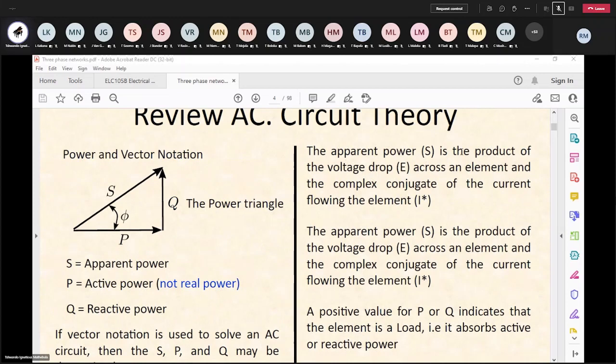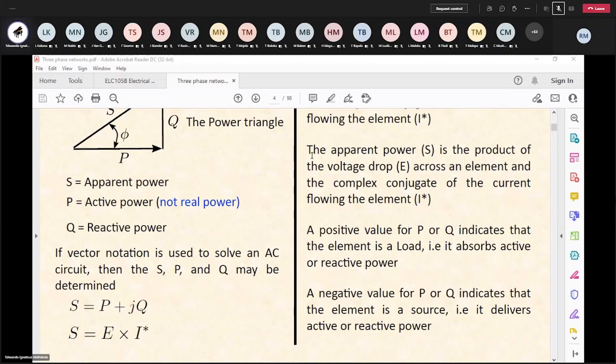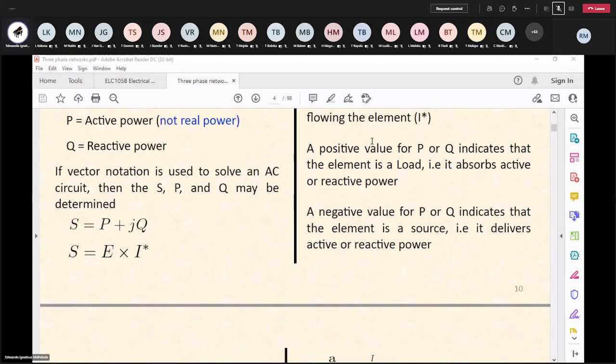Now, the apparent power S is the product of the voltage drop E across an element and the complex conjugate of the current flowing in the element. I've explained that. The apparent power S is the product. This is exactly the same thing as above.